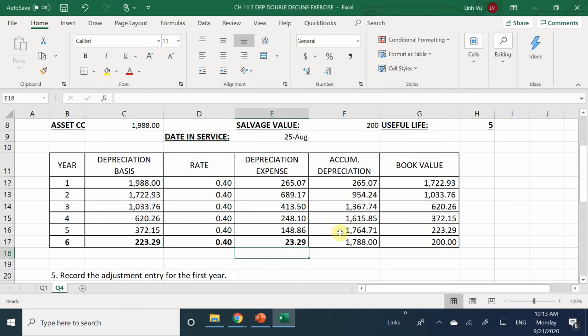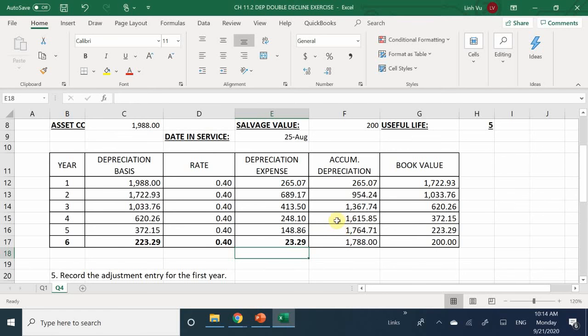So in this case, we're assuming that on its sixth year, meaning the asset is now 4 years and 3 months, we're assuming that it's going to depreciate for the rest of its life, which is the remaining 8 months. So in this case, it's now 5 years old. So this is what I'm going to depreciate it by, $23.29, to get me an accumulated depreciation of 1,788 to get me a grand total of my salvage value to equal my book value of 200.